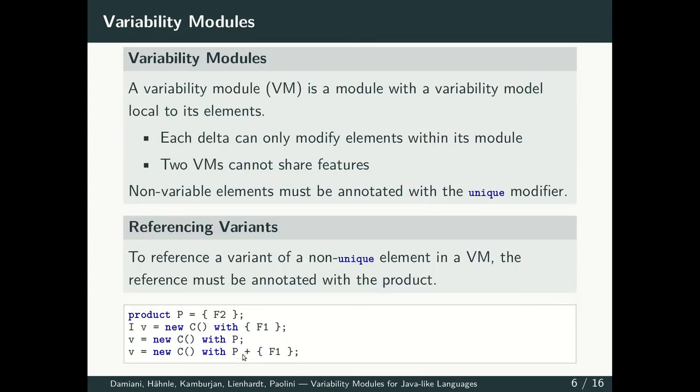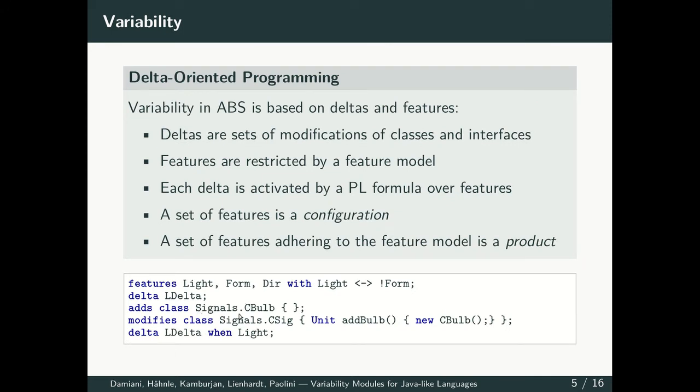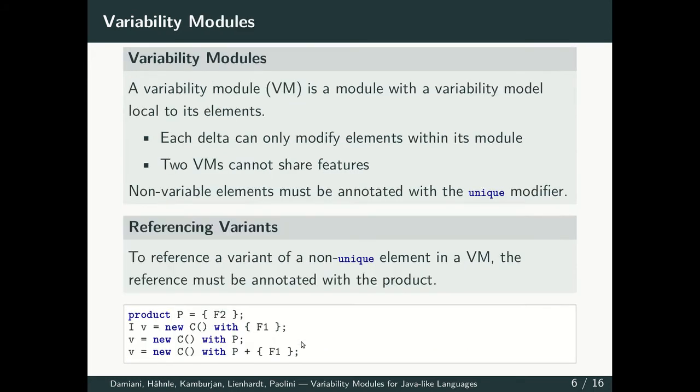So now a variability module is a module where the variability model is local to its elements. So here you can see I need to prefix everything with the module, because I need to say where I added or what exactly I'm modifying. I don't need to do this with variability modules. So we have now some restrictions. So obviously each delta can only modify elements from its own module, and two VMs cannot share features. So if I have a feature, it's also local to one of the modules. And if I want to share code between different variants of one module, I must annotate it explicitly with the unique modifier, which says that I do not want to have this copied over.